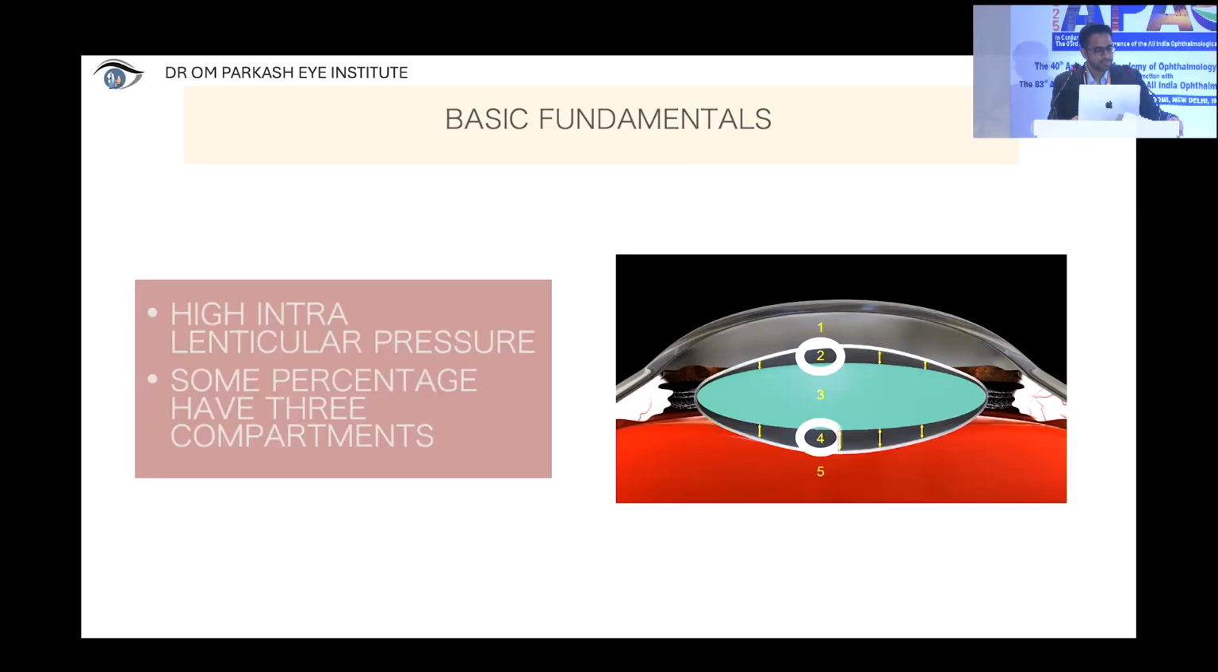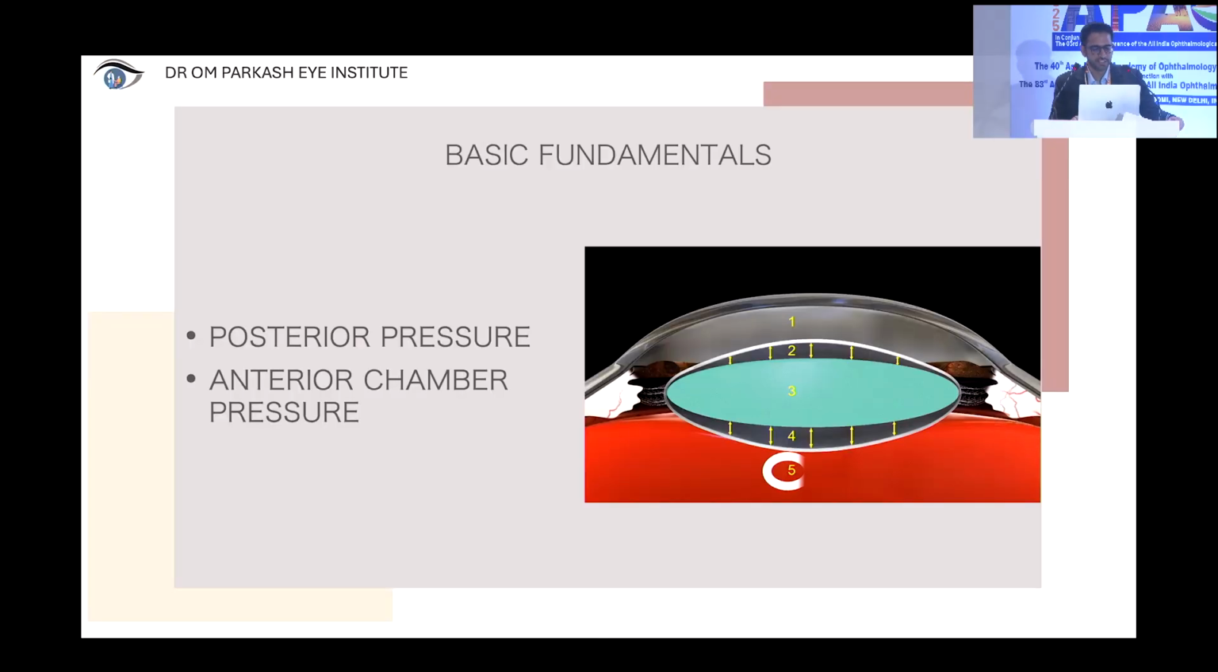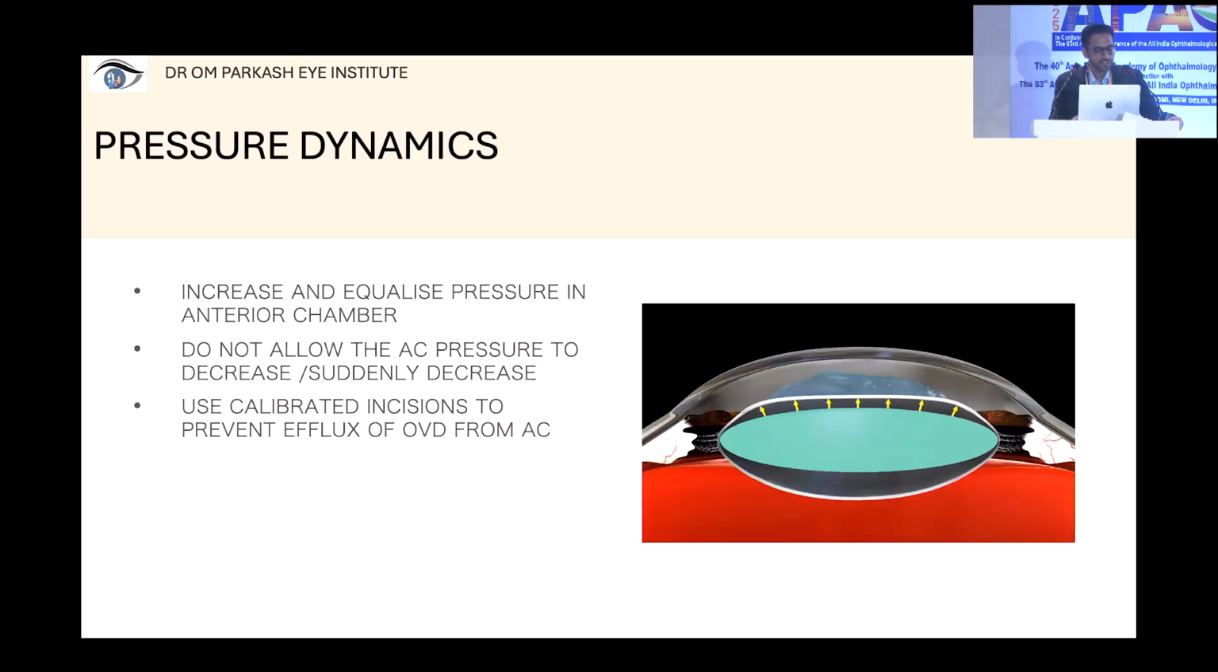The basic fundamentals are that in an intumescent cataract, you have compartmentalization. There is high intralenticular pressure. Whereas in Morgagnian cataract, because of the freely mobile nucleus, there is no compartmentalization, so there are fewer chances of radialization. Our aim here is to increase and equalize the pressure in the anterior chamber, and not allow the AC pressure to decrease suddenly. Use calibrated incisions to prevent the efflux of OVD from the AC.